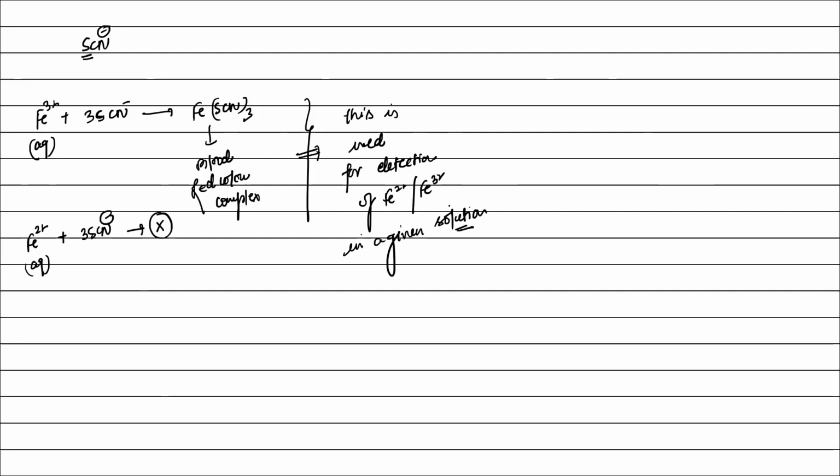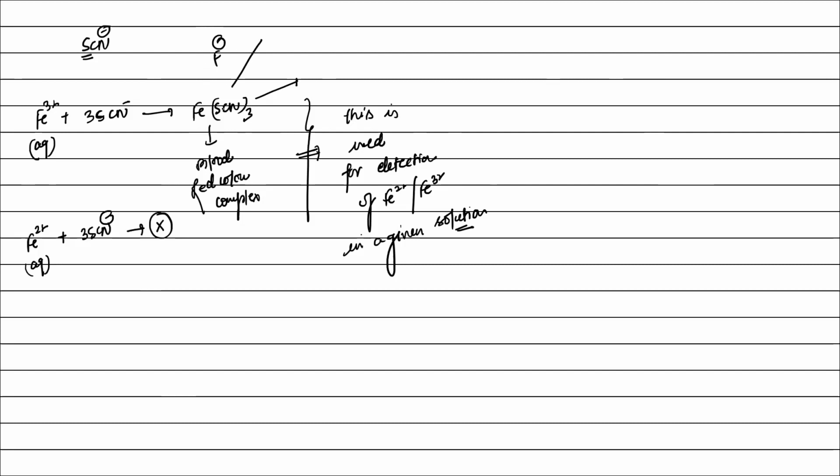It means thiosulfate ion is an important reagent that can be used for detecting whether, in a particular solution, iron is present in the +3 oxidation state or the +2 oxidation state. Is it clear? If iron is present in the +2 oxidation state, then there will be no change in color. If iron is present in the +3 oxidation state, then there will be generation of a blood red color complex.